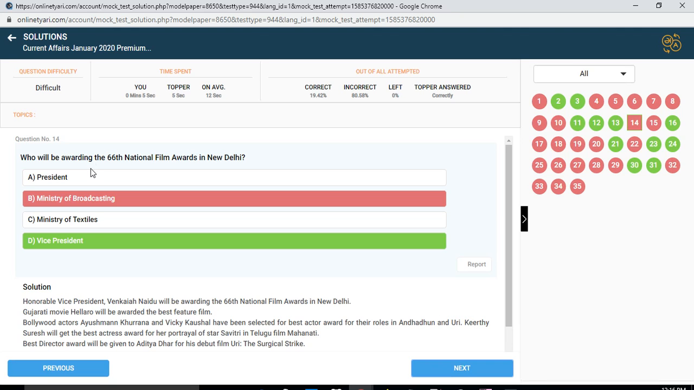Who will be awarded the 66th National Film Awards in New Delhi? Honorable Vice President Venkaiah Naidu has awarded the 66th National Film Award in New Delhi. Gujarati movie Hellaro was awarded for the best feature film.